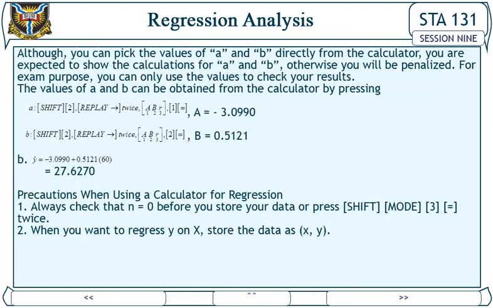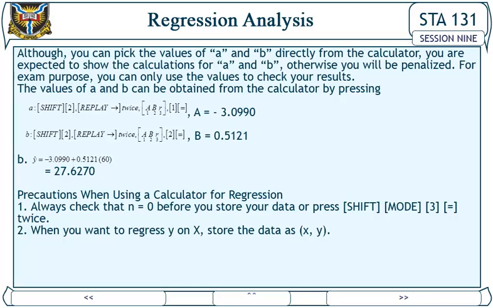Although you can pick the values of A and B directly from the calculator, you are expected to show the calculations for A and B, otherwise you will be penalized. For exam purpose, you can only use the values to check your results. The values of A and B can be obtained from the calculator by pressing B is equal to 27.6270.